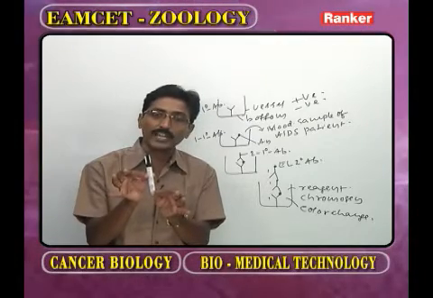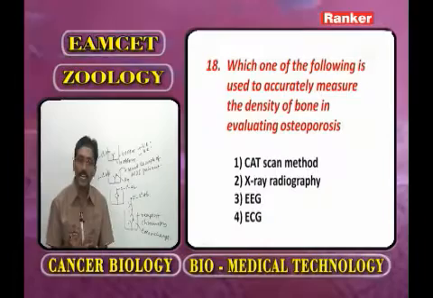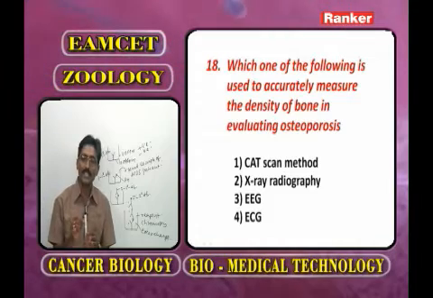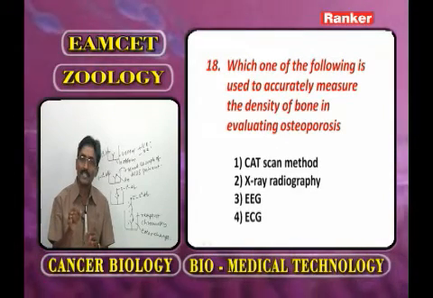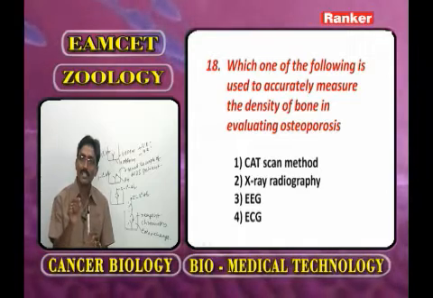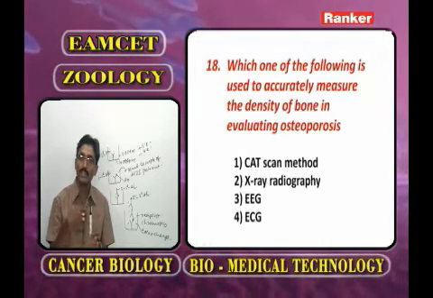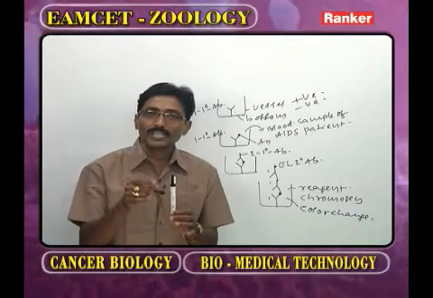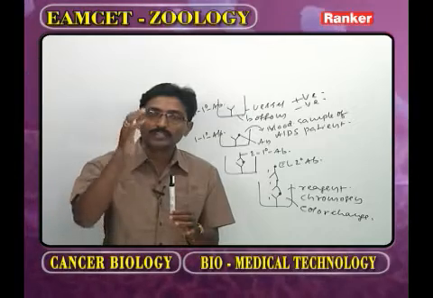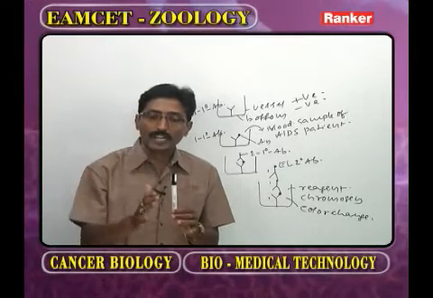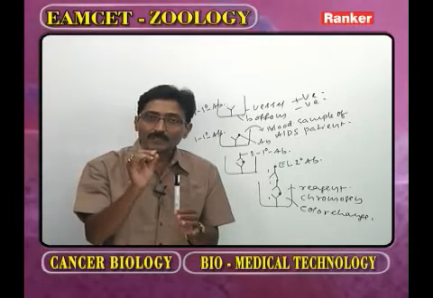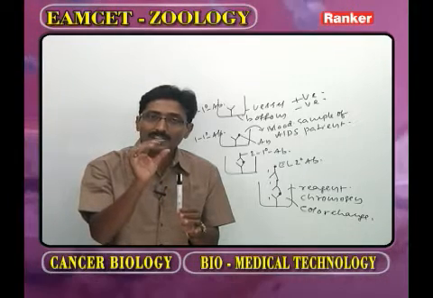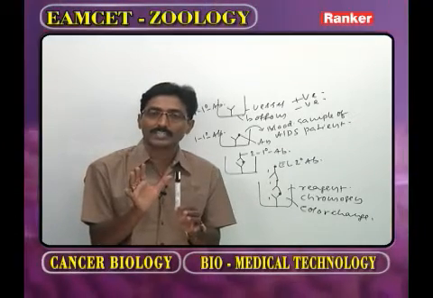One option is CAT. The second one is X-ray. The third one is EEG. And the fourth one is ECG. The ECG is associated with the working of the heart. The EEG is associated with the working of the brain. And the X-ray is a general observation in emergency conditions.